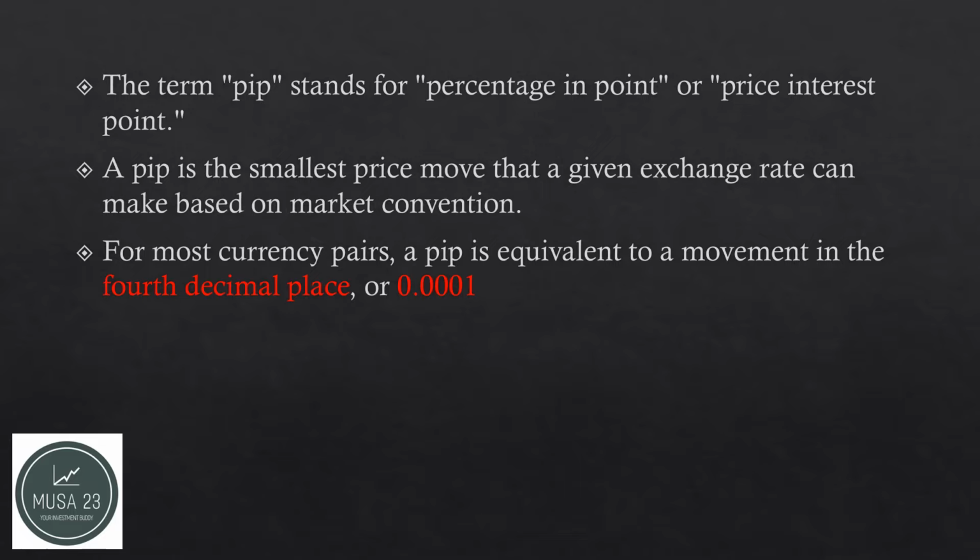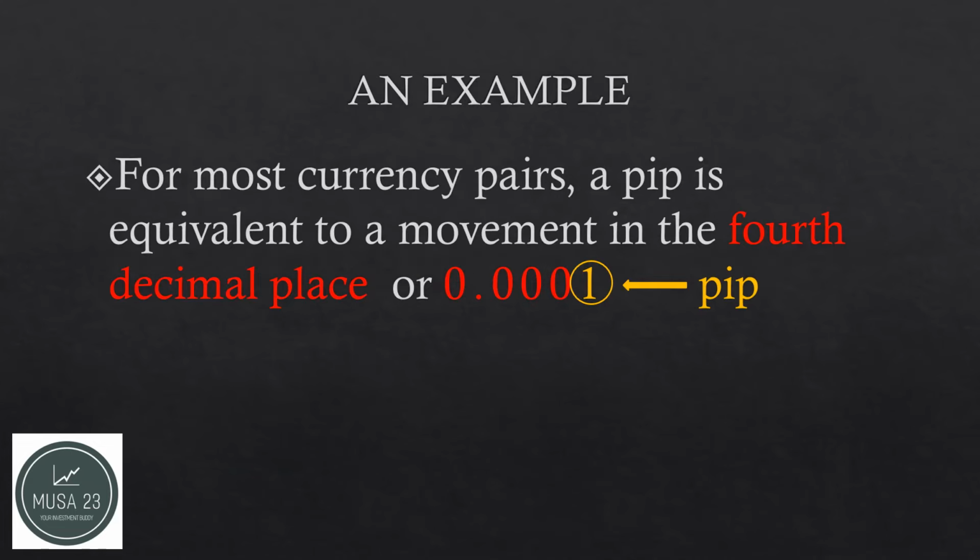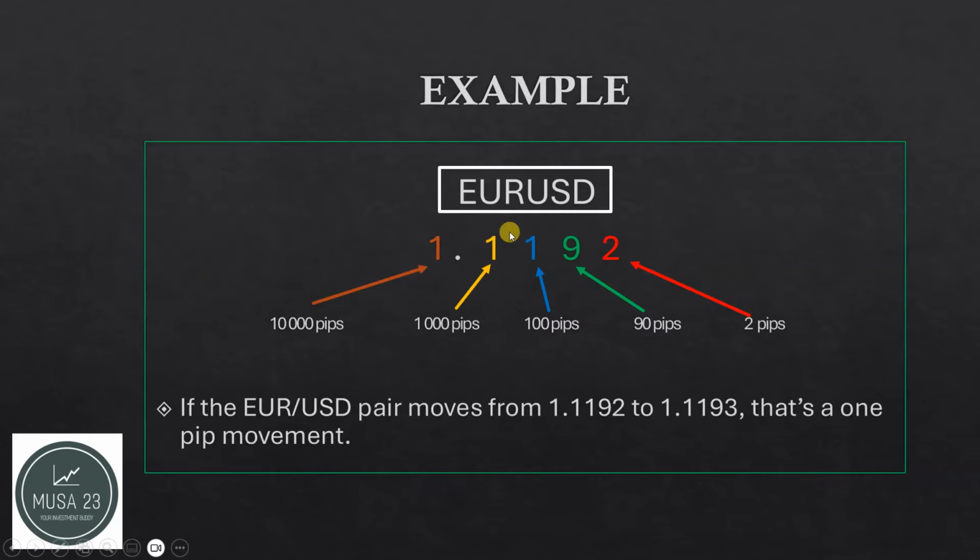For most currency pairs, a pip is equivalent to a movement in the fourth decimal place, as I'll make it clear in the following examples. So in this fourth decimal place number, the pip is this last one. Let us look into more examples to make it more clear. Let us make an example with the Euro US dollar pair.